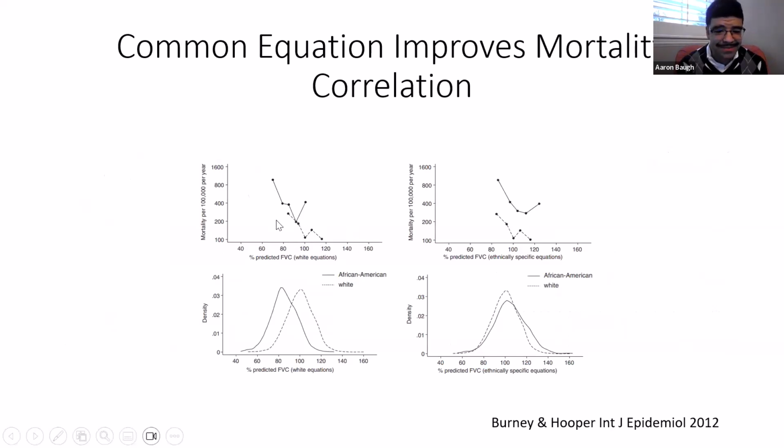But again, we see that when you use white equations for everyone, you get, again, like my own work, a very coherent picture: for a single lung function, you have a single mortality risk. Whereas when we try to use these race-specific equations, you get this weird separation where the same lung function means something very different for the mortality of different populations.